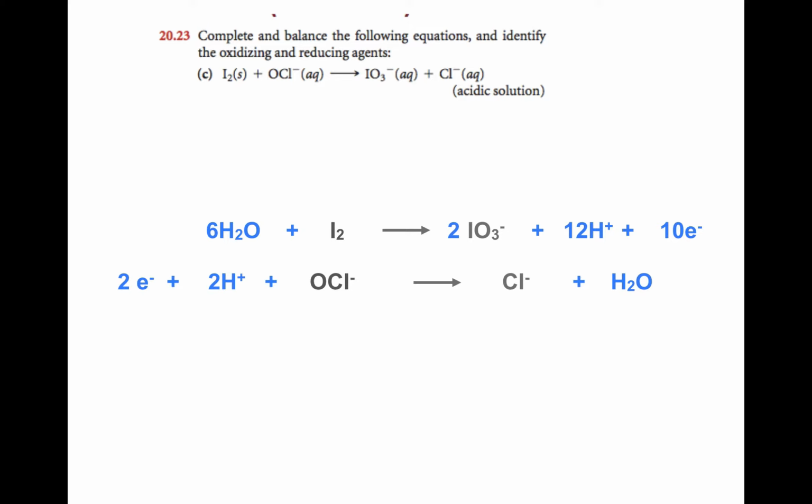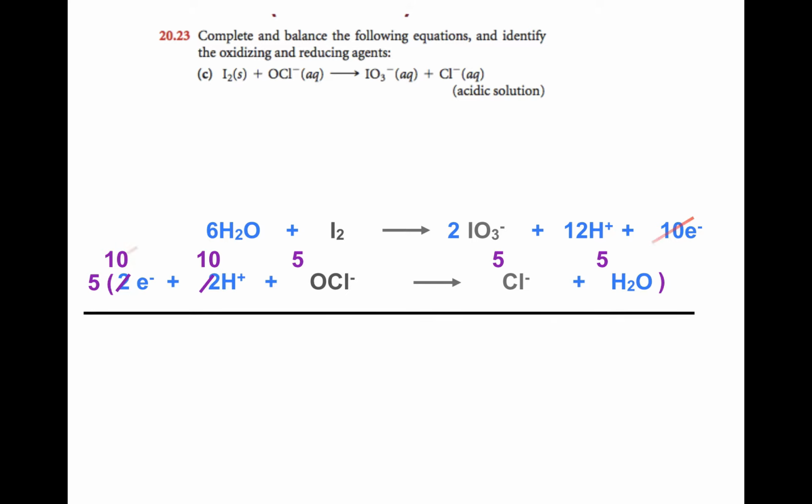no charge. All right, now I've got 2 electrons going in, 10 coming out, so I multiply the second half reaction by 5. So I get 10 electrons going in, and I multiply everything else by 5. 10 electrons coming out, so when I add these half reactions together, the electrons cancel, and I've got 10 redundant H pluses and 5 redundant waters. So when I add everything together, canceling anything that's redundant, I get the balanced equation.